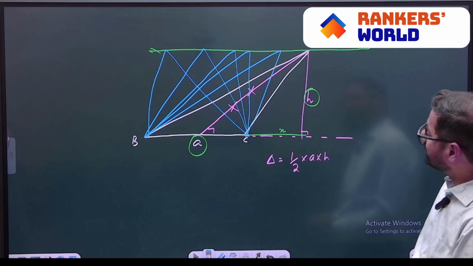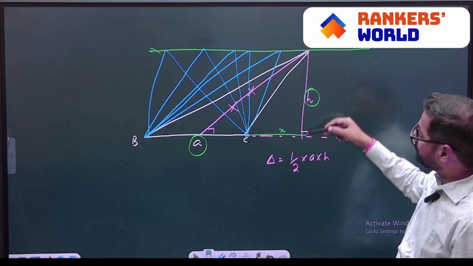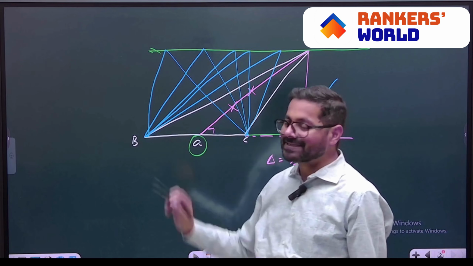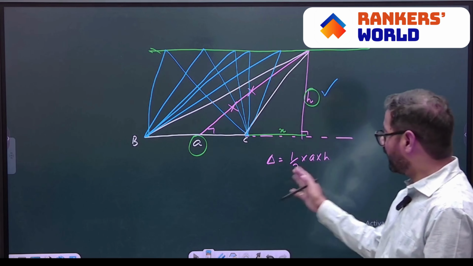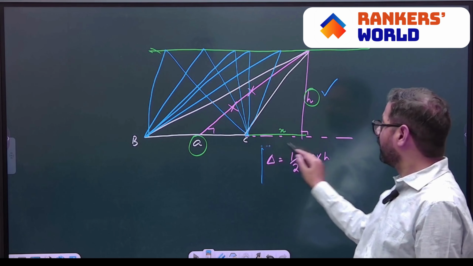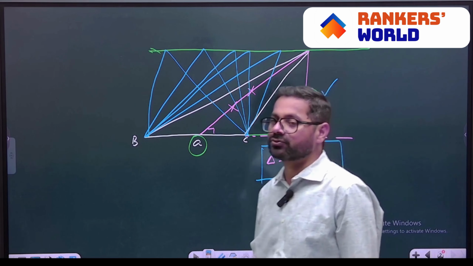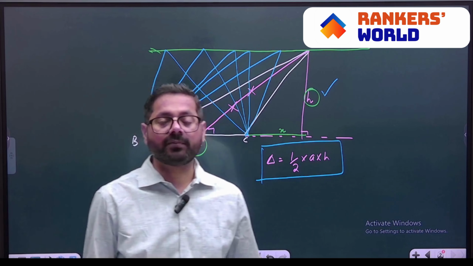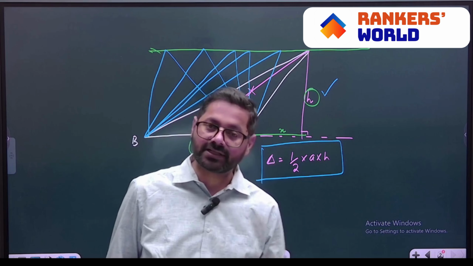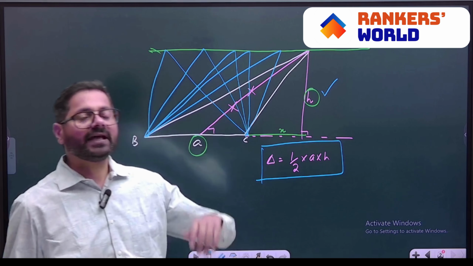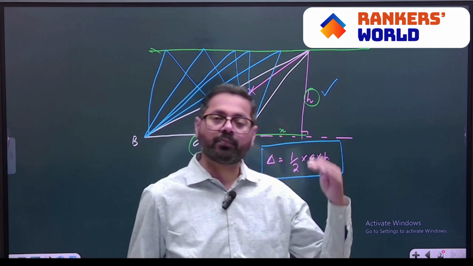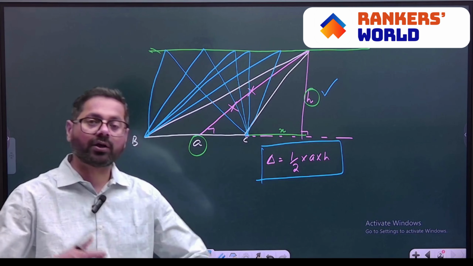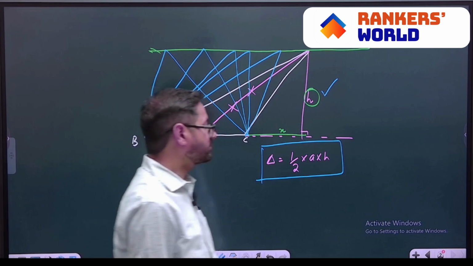And why is it going to be the same? Because the distance between the parallel lines remains H and the base is A. So the area of a triangle drawn in this figure is going to be half A into H. So I have to be very, very clear about what side I am selecting as a base, and where I am dropping the perpendicular on that base from the vertex, and that is what is called the area of a triangle.